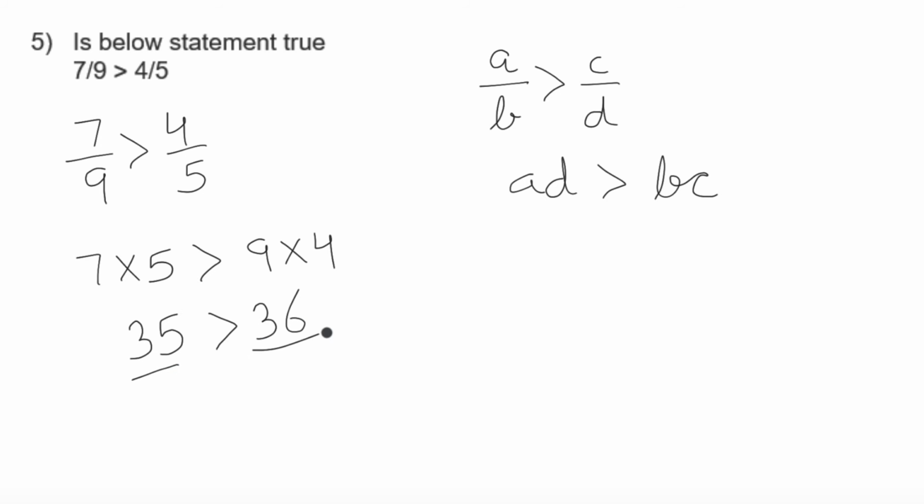As we can clearly see, this is not true. 35 cannot be greater than 36. Hence, 7 by 9 is not greater than 4 by 5.